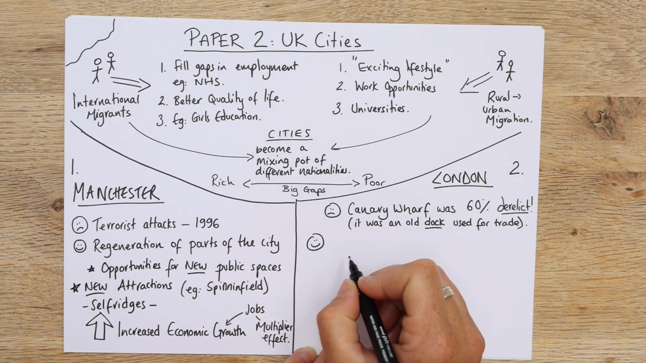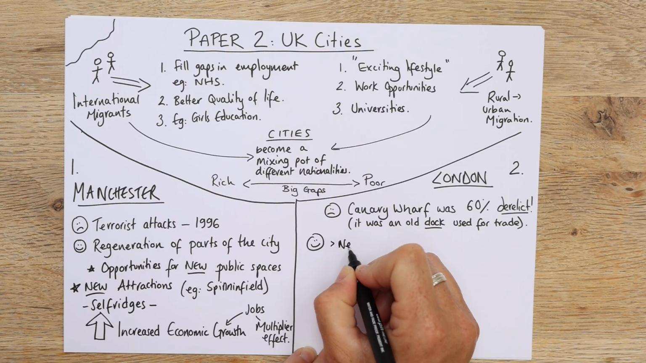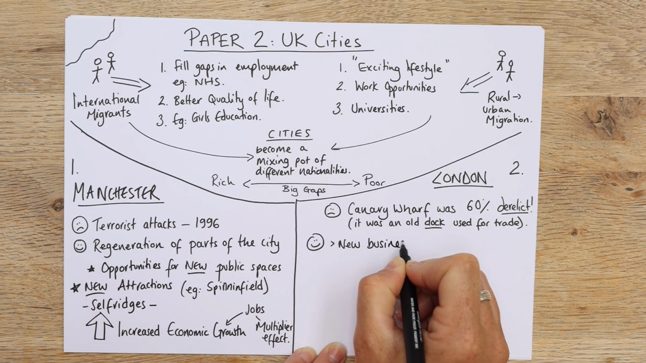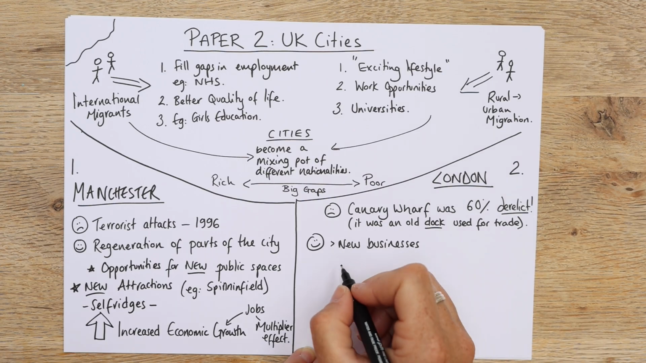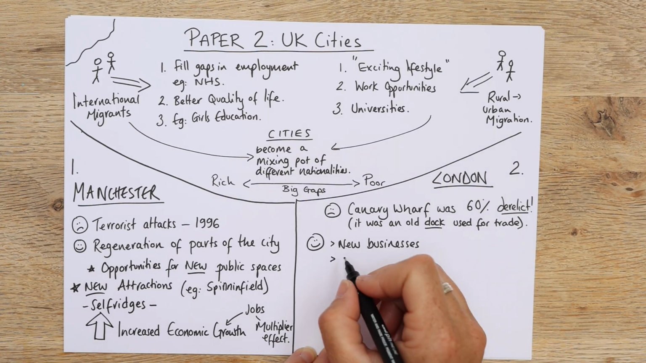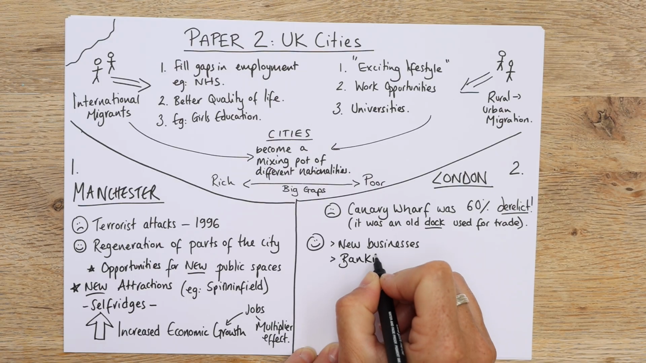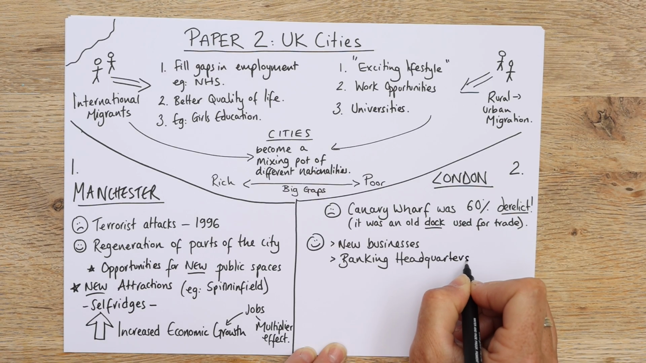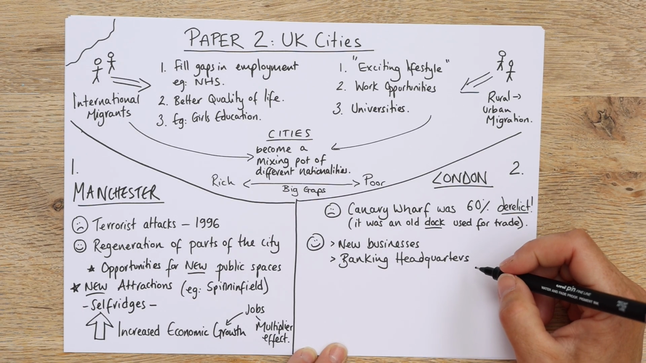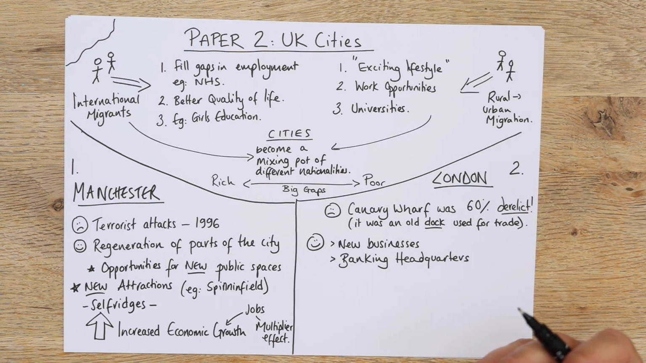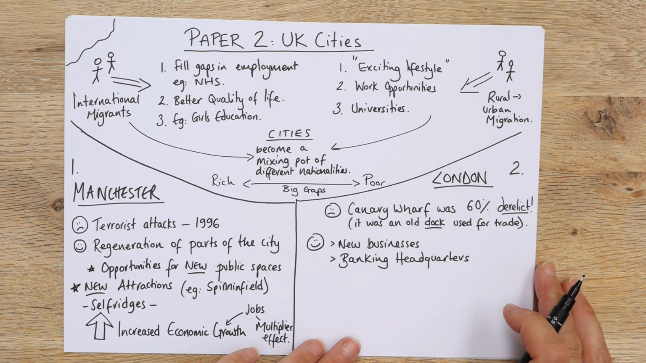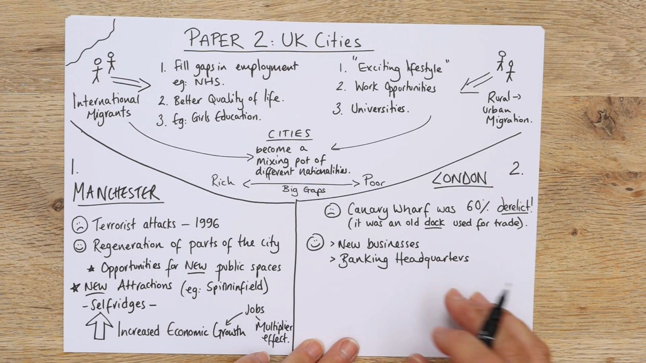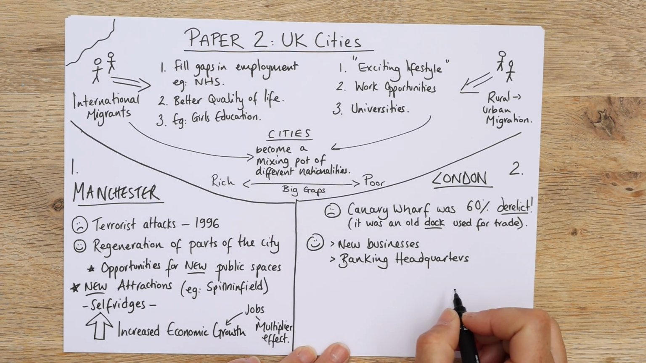They brought in, firstly, new businesses, and part of that is now it is the banking headquarters. Now that's a really big deal, because banking is a tertiary industry, and it's the one which makes the most money in our country. Making money from money is the biggest input into our community and our economy. So it's the banking headquarters.